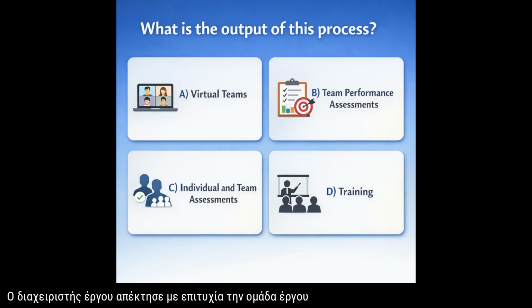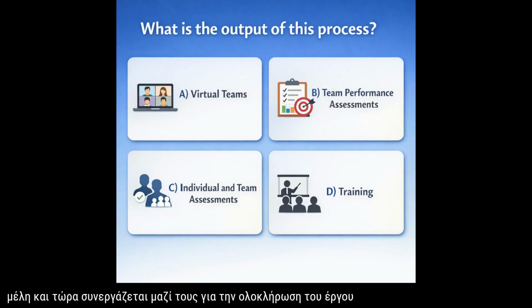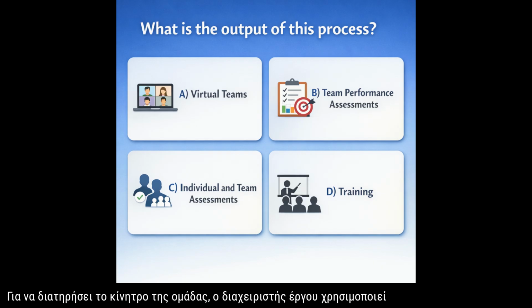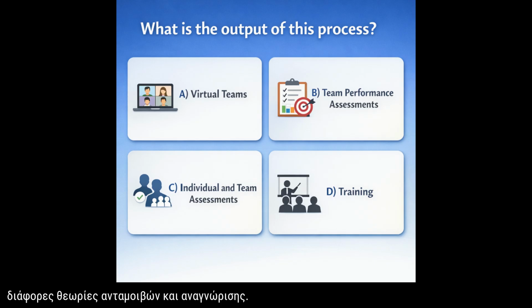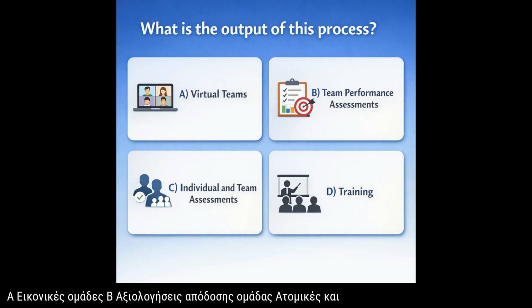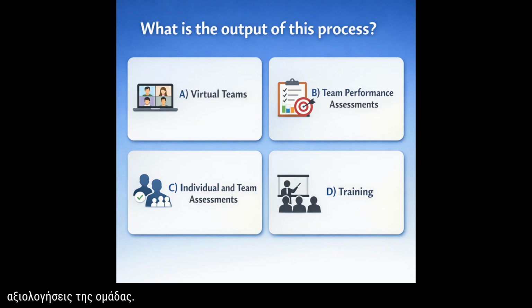The project manager has successfully acquired the project team members and is now working with them to complete the project work. To keep the team motivated, the project manager has been using various rewards and recognition theories. What is the output of this process? A, virtual teams; B, team performance assessments; C, individual and team assessments; D, training.